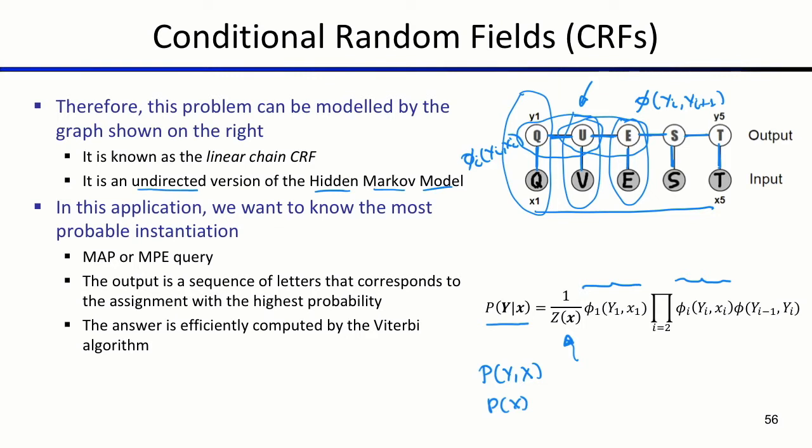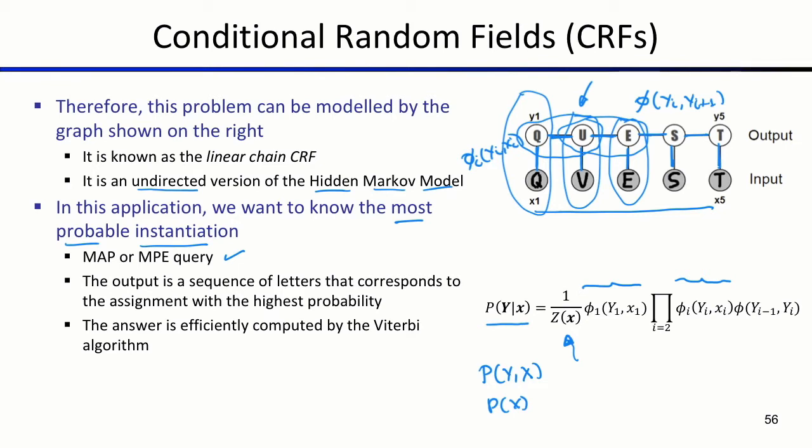So what kind of answer do we want from this model? It's very clear that we are interested in the most probable instantiation, what we call the MAP or MPE query. So at the end, what we are really interested in is not the probability, but what is the sequence of letters that is the most probable one given the input word.